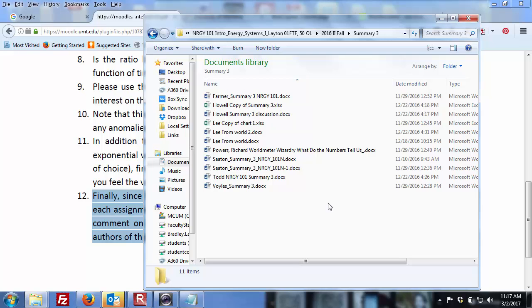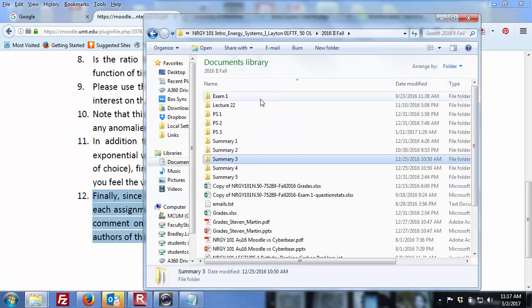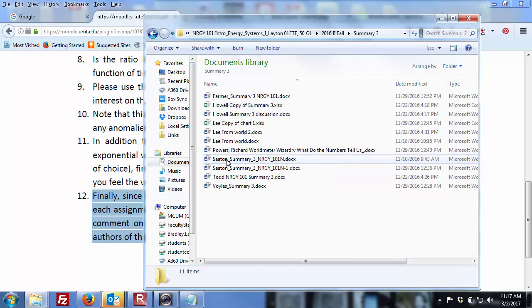Why don't I see... Does anyone understand the bits per joules Kelvin? We'll get to that. Yeah. Why don't I see your summary three here, my man? I have no idea. Let's see. Who else?